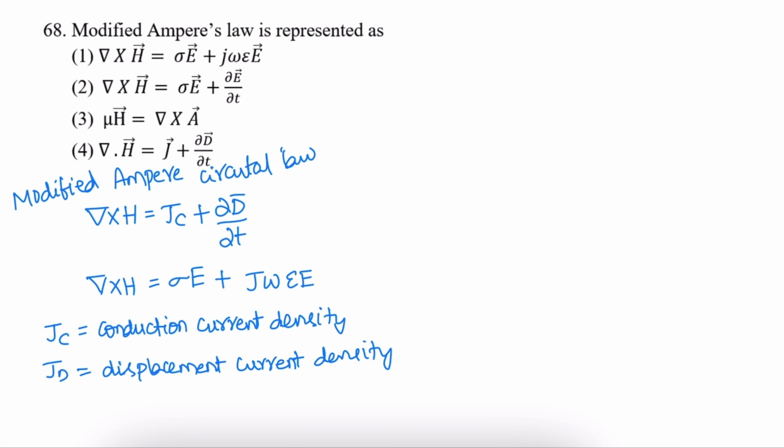Next question. Modified Ampere circuital law. So the modified Ampere circuital law, del cross H is equal to Jc plus dou D bar by dt, where Jc is conduction current density and Jd is displacement current density. So the correct option is 1. In phasor form, the dou D bar by dou t is represented as j omega epsilon E. So the correct option is 1.